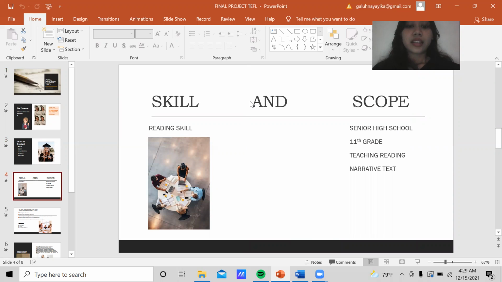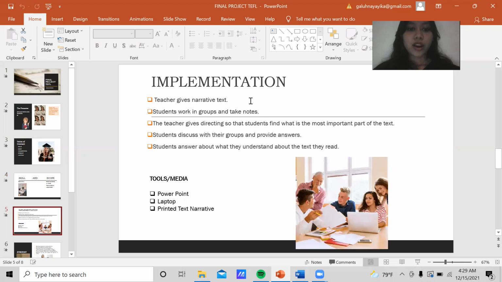The skill that is the focus of this activity is reading skill. I choose students in grade 11 of senior high school to be the participants, and I will use narrative text for the material. Next, we are going to talk about the implementation.